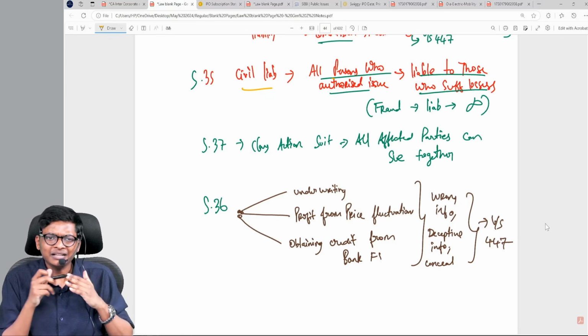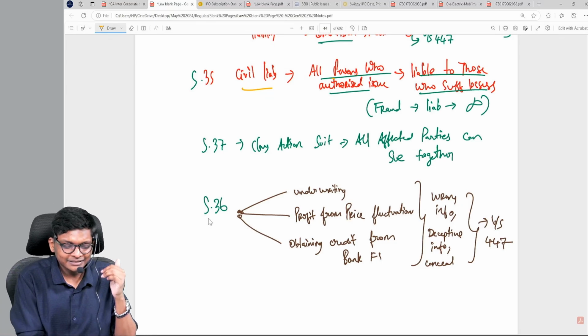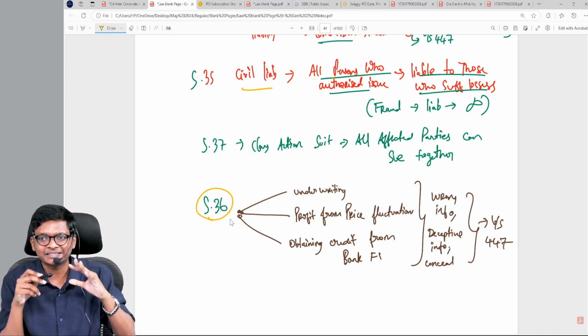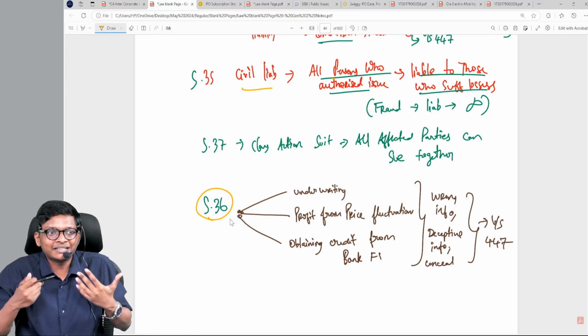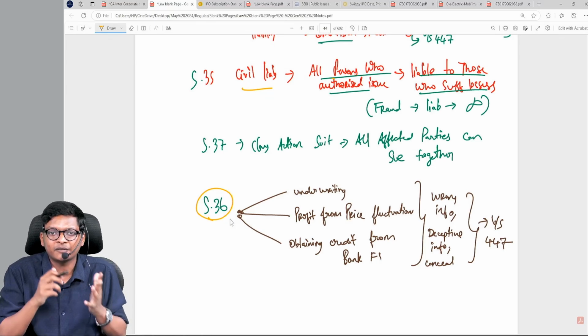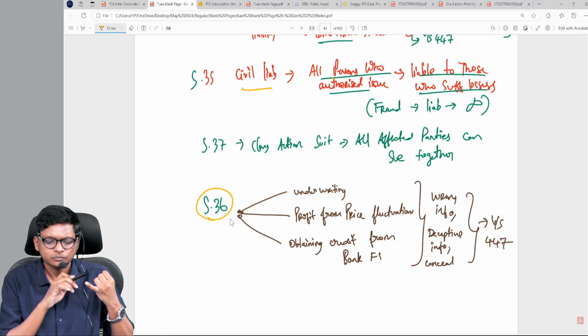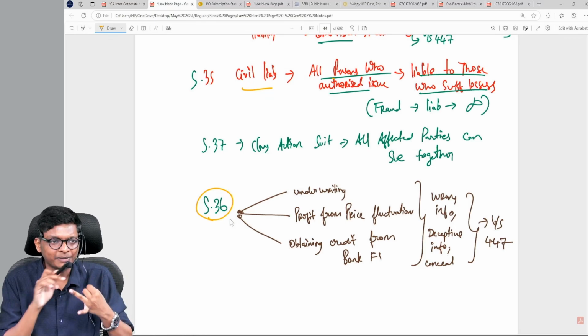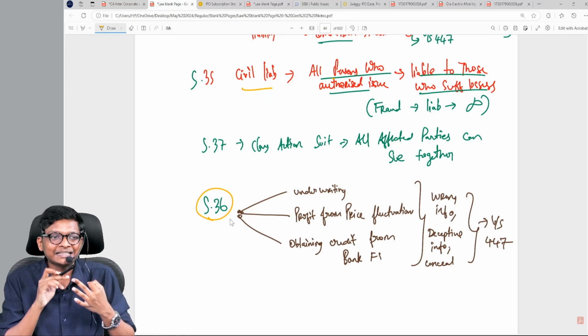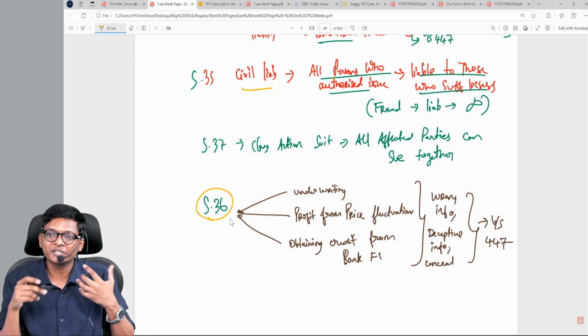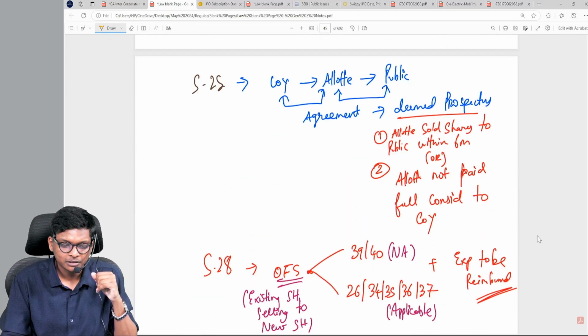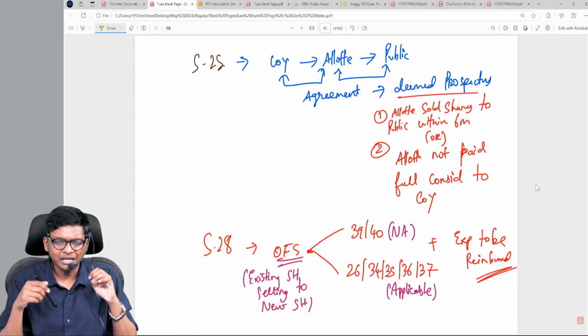37 is what? Class action suit, nothing great. In 36, we just have 3 cases where, if you give wrong information, deceitful information, or concealment, you are liable under 447. What are those 3 things? 3 examples: underwriting commission, profit from sale of shares or price fluctuations, and obtaining a credit facility from a bank, giving wrong information and obtaining. 36 is done.